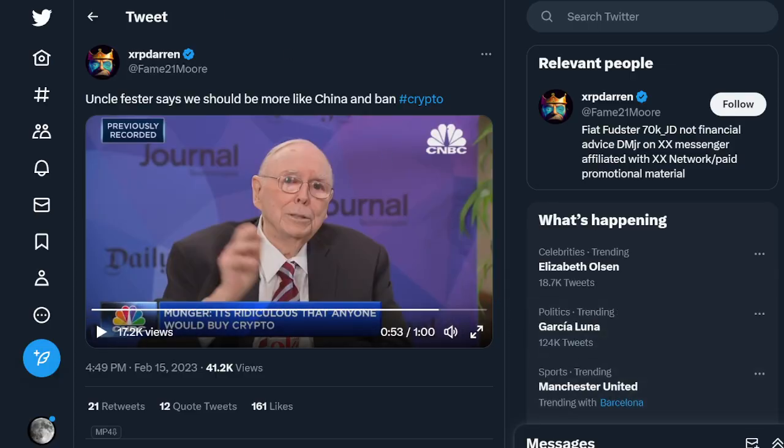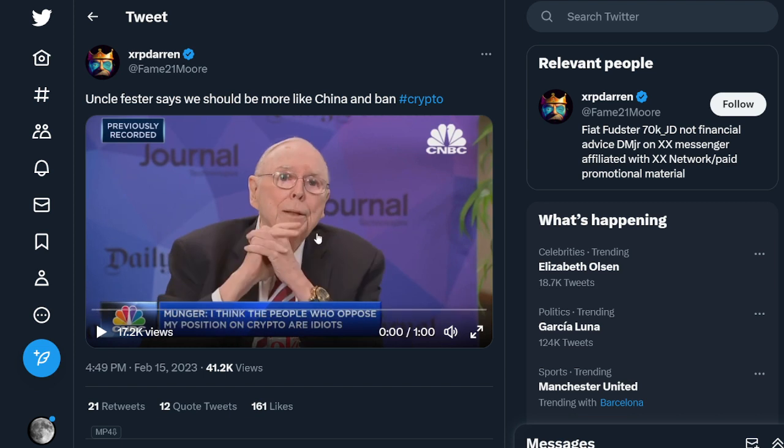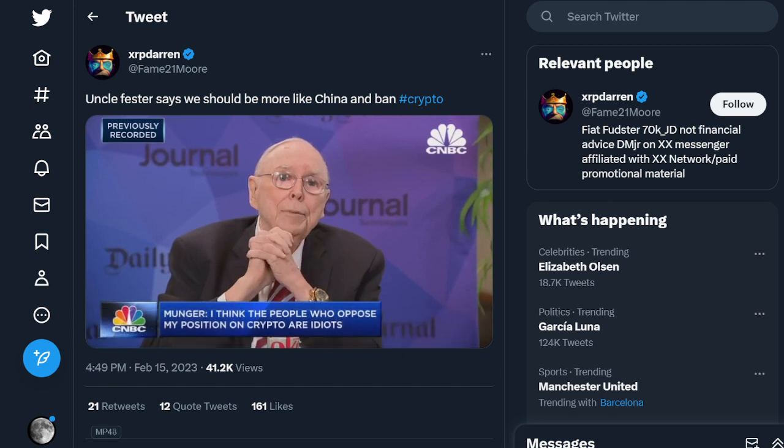Moving forward, I guess now we're saying that China is doing things right. Listen to what Charlie Munger, half of Berkshire Hathaway, one of the most valuable funds in the world, Warren Buffett's left-hand man, look what he has to say about China and crypto.